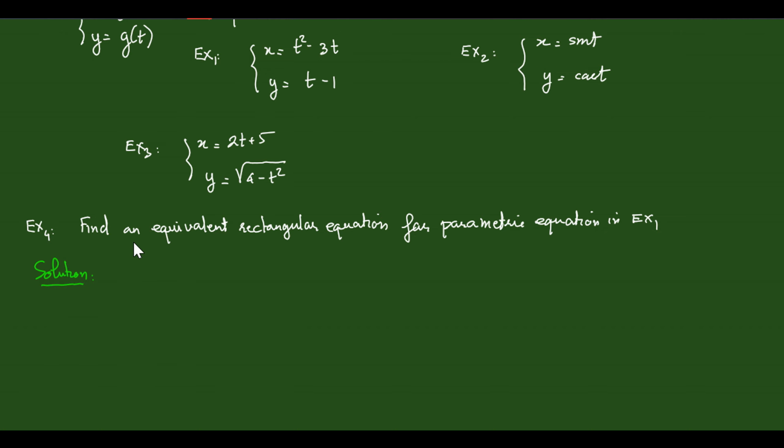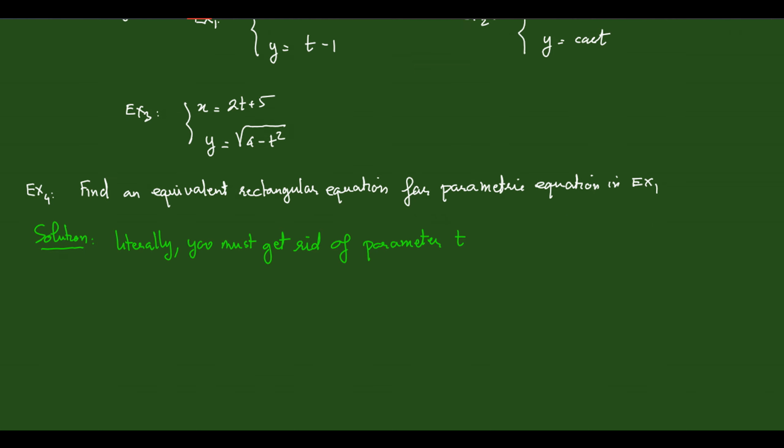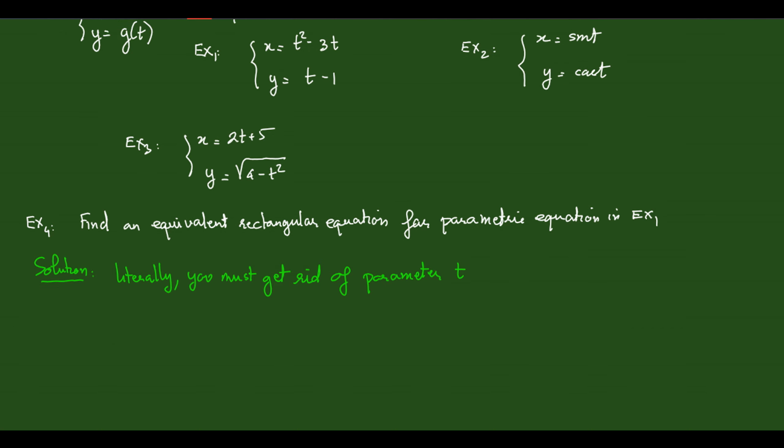So if the question asks you to convert or find an equivalent rectangular equation for a parametric equation, it literally means that you must get rid of the parameter t. You have to do it somehow so that you don't see a t anymore. If you don't want to see the parameter t anymore, all you can do is solve for t. You take one of the equations here and solve for t, you plug it back here, and all you see is just the equation in terms of x and y. You don't see t anymore.